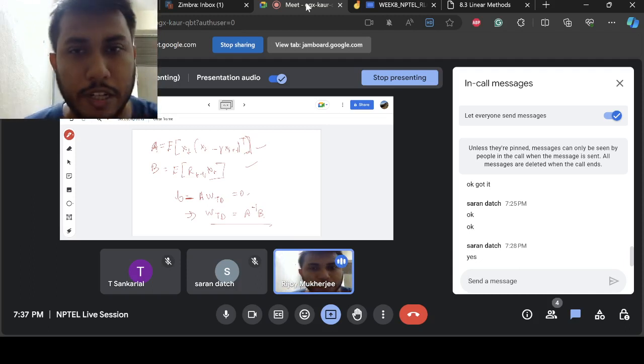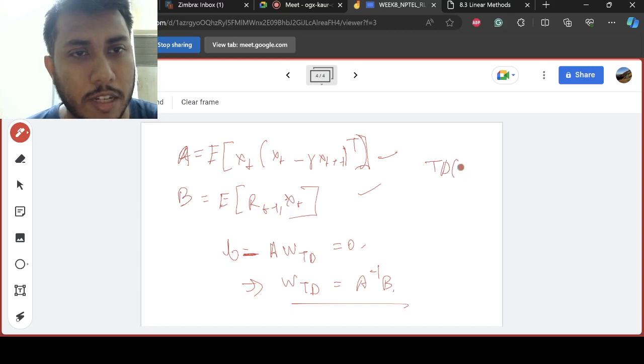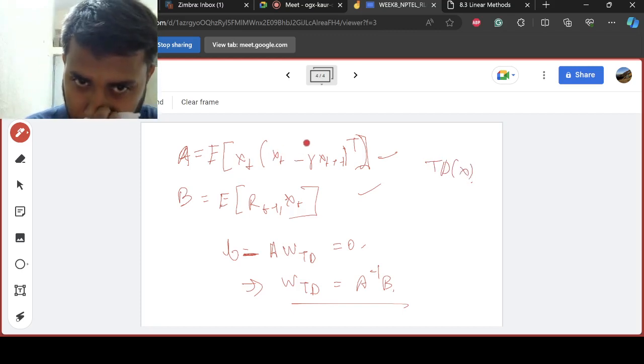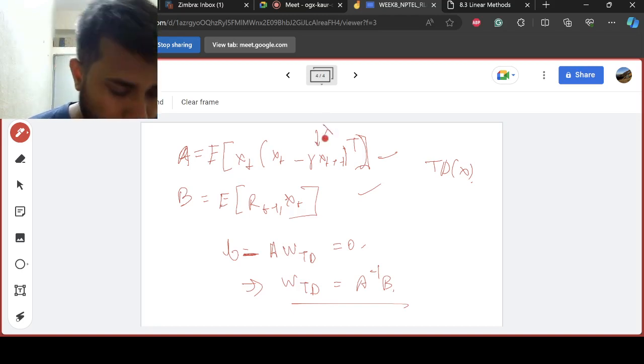If it was TD lambda instead of TD0, the only difference will be that here you would have included a lambda term, nothing more. Okay.